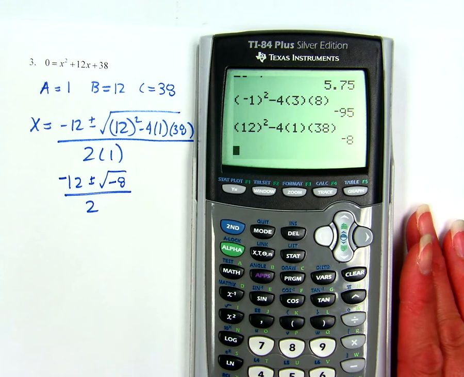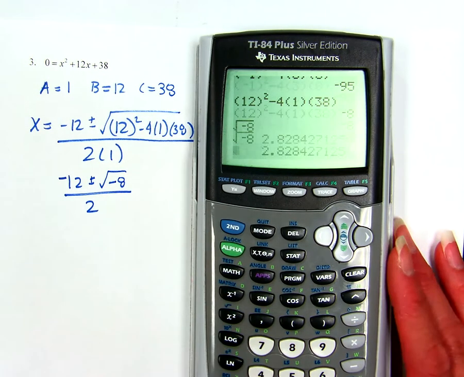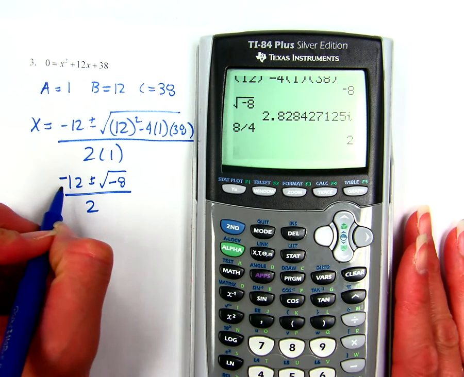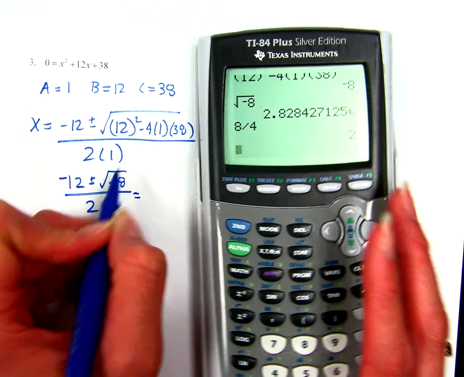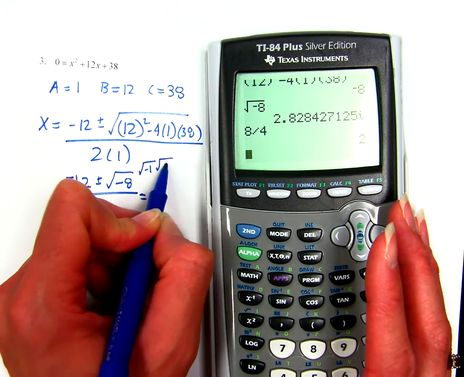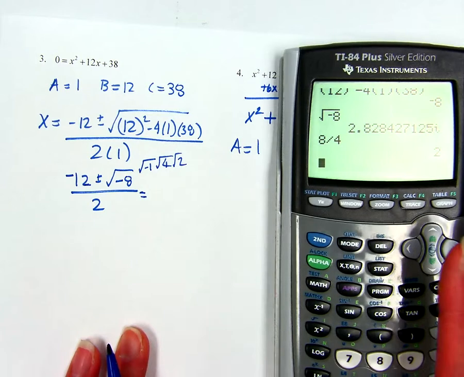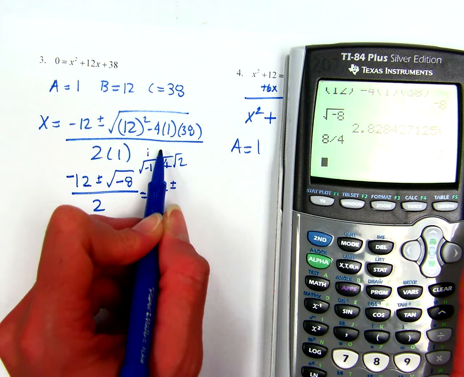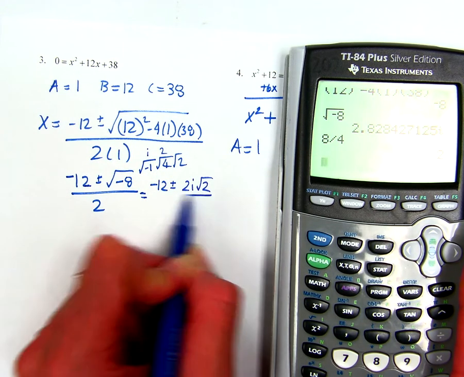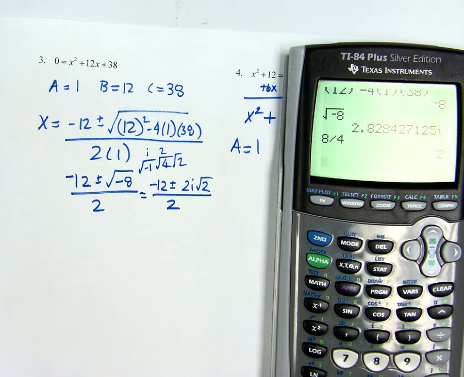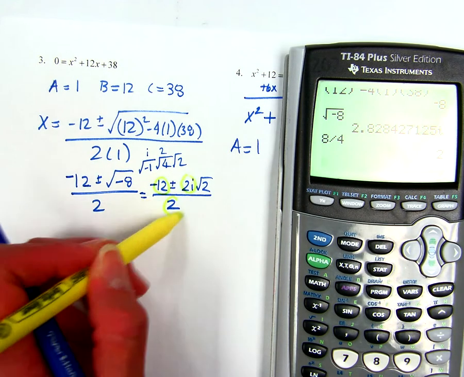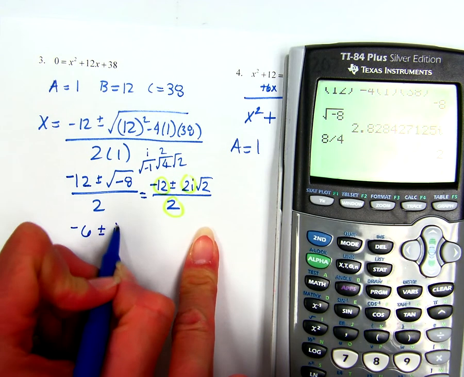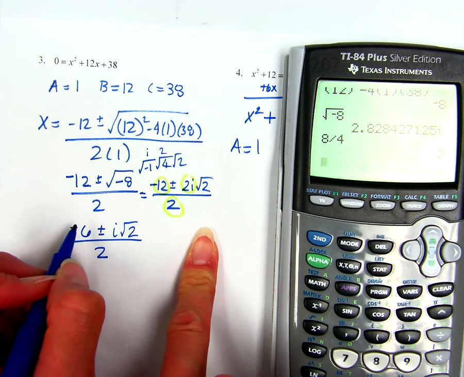All right, so this one doesn't give me a whole number. It's not a perfect square, but 8 can be divided by 4. So I can say that this is the same as negative 1 times 4 times 2, right? Which would be, so we have negative 12 plus or minus, we'd have i. This would be a 2, so 2i root 2 over 2. And then just like yesterday, you look at all the numbers that are not the ones in the radical and see if you can reduce them all by the same number. Since they can all be divided by 2, we have negative 6 plus or minus i root 2 over 2.